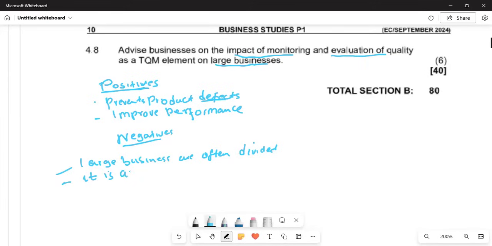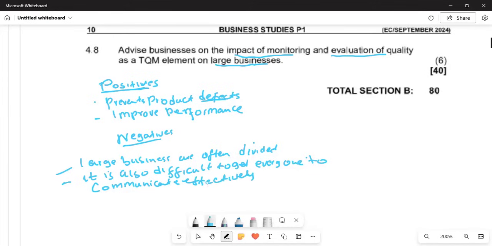It is also difficult to get everyone to communicate effectively, and often messages are not received correctly. So this is how we were to answer this question.